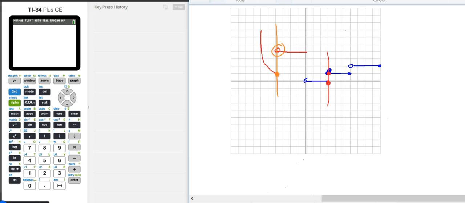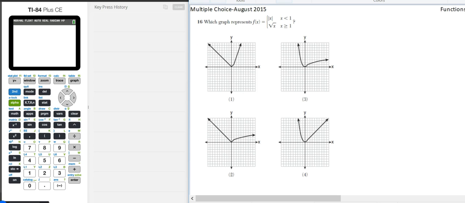Let's look at some Regents questions regarding piecewise functions. This is question number 16 from the August 2015 Algebra 1 Regents. Which graph represents f of x is equal to the absolute value of x when x is less than 1, and the square root of x when x is greater than or equal to 1? Let's graph this absolute value function and this radical function to see what they look like on the calculator.